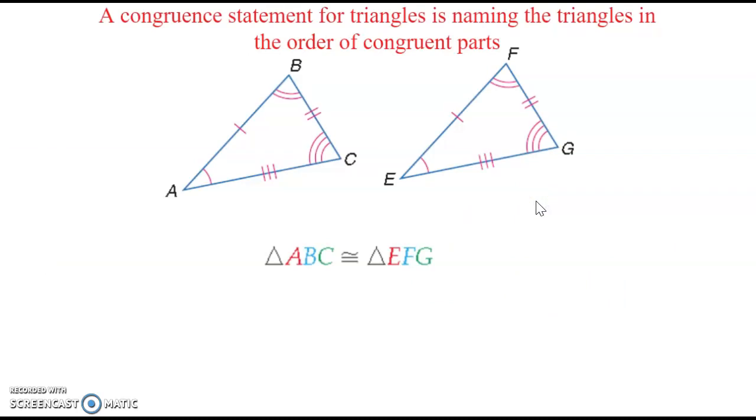Alright, so congruence statements for triangles name the triangles in the order of the congruent parts. So the order is very important. So you need to match them up. So angle A matches with angle E.